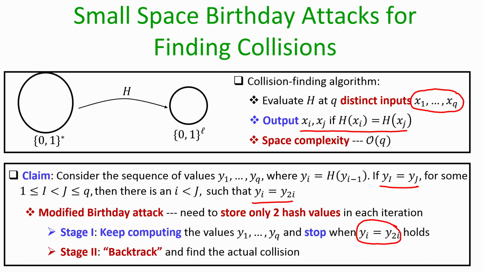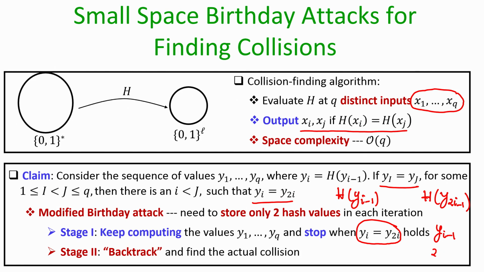Then you have to do a backtracking and find out the exact collision. I stress that this claim does not guarantee that y sub i and y sub 2i are exactly the collision, because y sub i is obtained from h of yi minus 1, and y sub 2i is obtained by evaluating h on y 2i minus 1. So, it is not guaranteed that yi minus 1 and y sub 2i minus 1 constitute a collision.